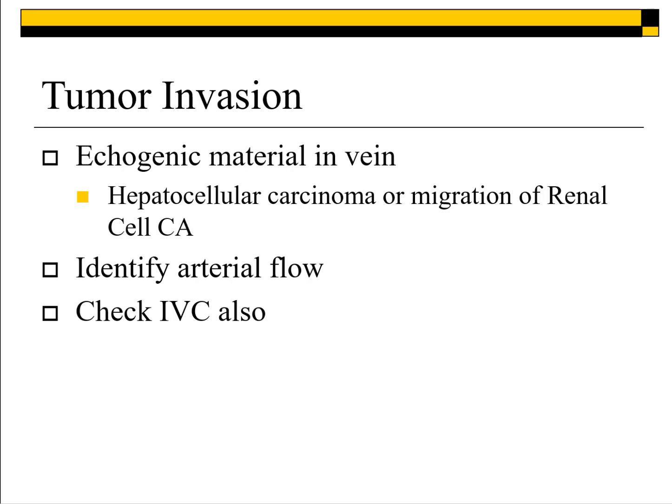So tumor invasion, again, any sort of echogenic material in the vein, we need to rule out if it's a tumor versus thrombus. What we're going to do, we're going to decrease our scale, increase our color, try to identify any sort of arterial blood flow within that vein or that echogenic material. Also going to check the IVC.